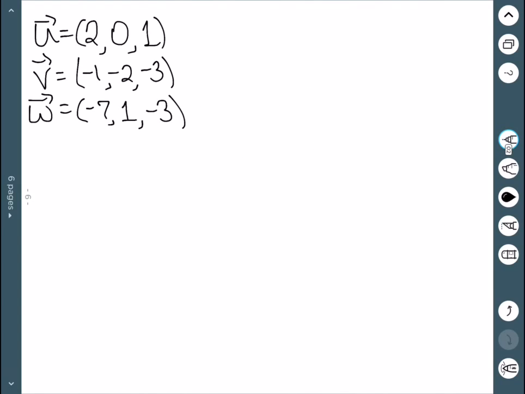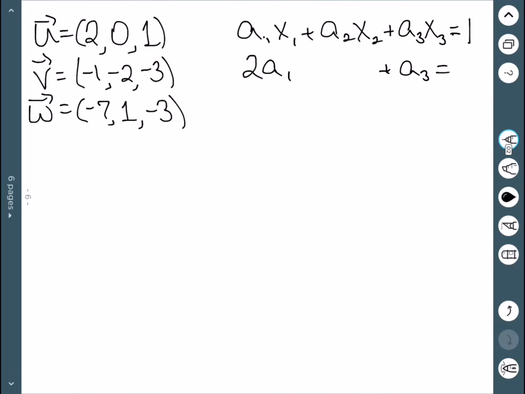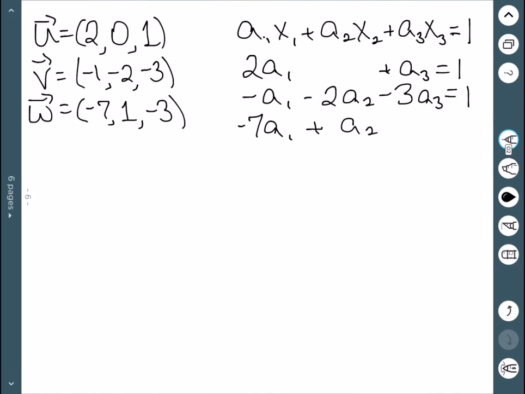Finally, let's consider the plane passing through these 3 points, and I want to write this in normal form. Well, to do that, we're going to have to think about what normal form is: a1x1 plus a2x2 plus a3x3 equal to 1. And since these vectors are all on this plane, they should all satisfy this equation. So I should have 2a1 plus 0a2 plus a3 equal to 1. V gives me negative a1 minus 2a2 minus 3a3 equal to 1. And then W, negative 7a1 plus a2 minus 3a3 equal to 1.